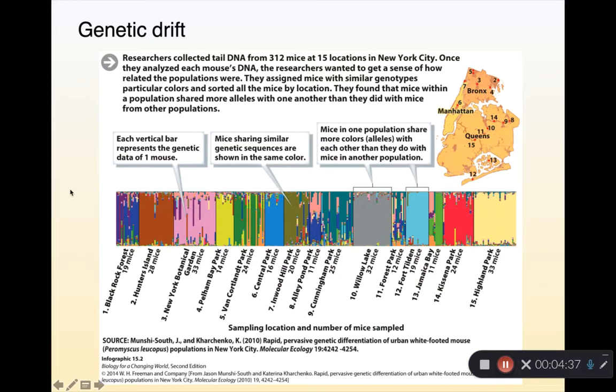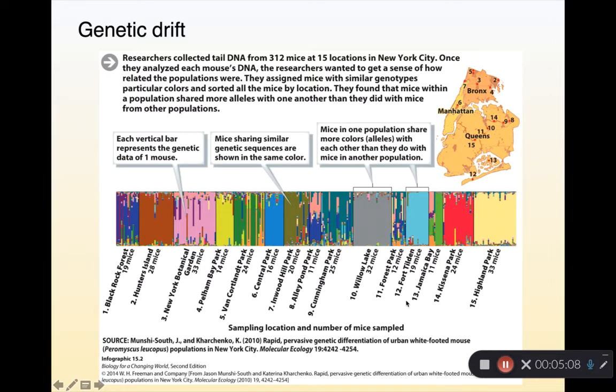In your book, it has this excellent example looking at mice in New York City. Every vertical bar here shows the whole genome of an individual mouse, and the areas that are the same color are the areas of a genome that are similar between different mice. What you can see here is that mice from the same neighborhood tend to have more genetic similarity to one another than mice in a different neighborhood.